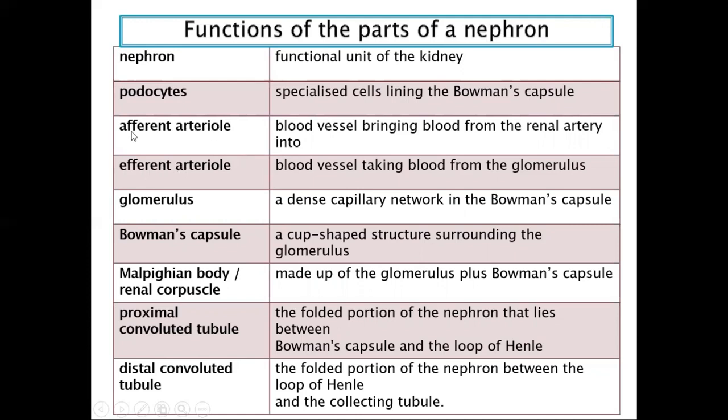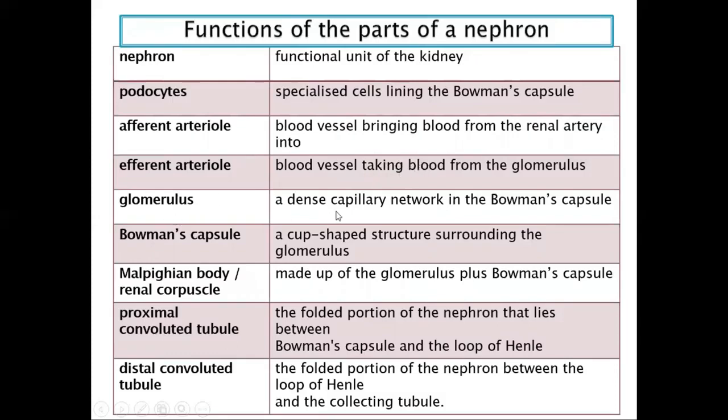So what's the difference? This is the afferent arteriole, while this one is the efferent arteriole. The difference is by E and A. This one starts with the A, this one starts with the E. So efferent arterioles are blood vessels taking blood from the glomerulus. After filtration has taken place, these blood vessels take the blood away from the glomerulus.